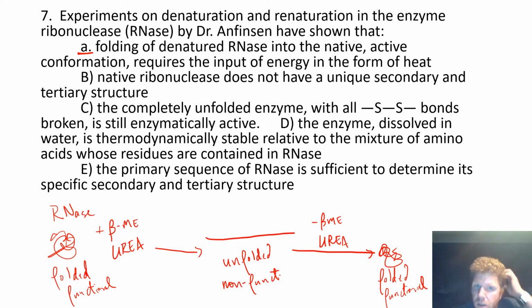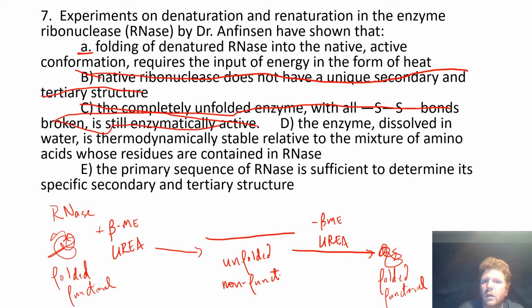Answer option B reads, native ribonuclease A does not have unique secondary and tertiary structure. Okay, well that's going to be off the table because every protein has a unique secondary and tertiary structure. I mean, there are some common themes and threads to those structures, but that one's going to be removed for that purpose. Answer option C reads, the completely unfolded enzyme with all SS bonds, so disulfide bonds, broken is still enzymatically active. That is not true, because we added that beta-mercaptoethanol that broke all the disulfide bonds.